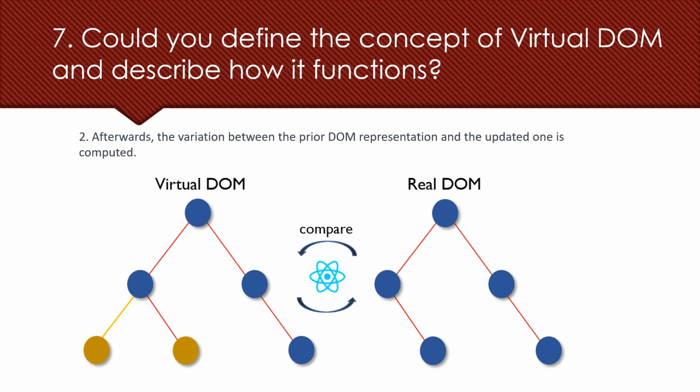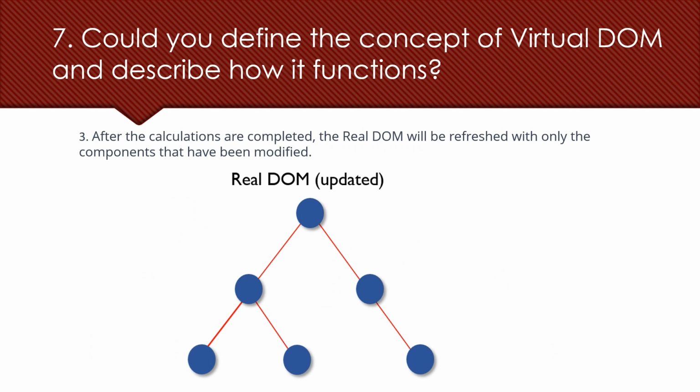Afterwards, the variation between the prior DOM representation and the updated one is computed, like whatever changes there have been, a comparison between the virtual DOM and the real DOM. And after the comparison has been done, the real DOM is updated with only the components that have been modified. This is really important. So only the components that have been modified are updated, not the whole tree.